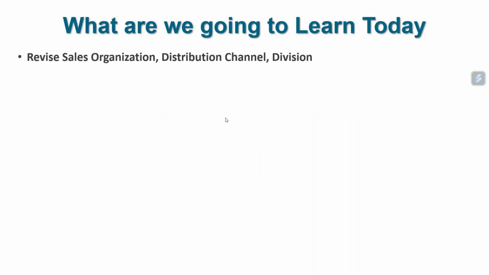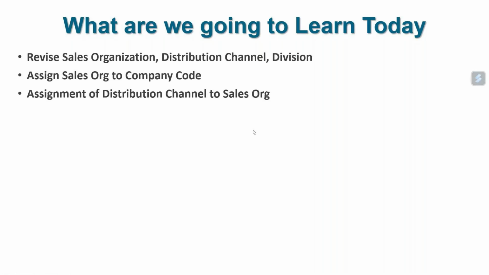This is what we're going to learn today. So we'll revise the sales org, channel, division. We'll learn how to assign a sales org to a company code. We'll assign distribution channel to sales organization. We'll assign a division to a sales organization.